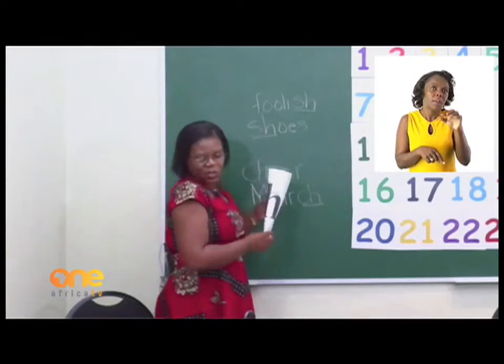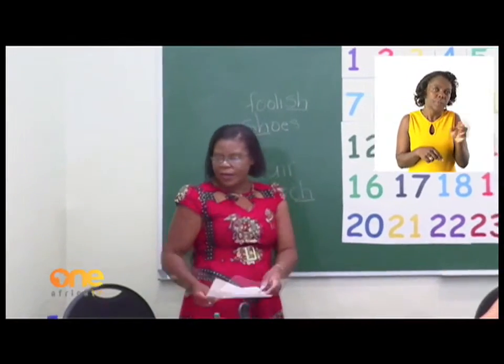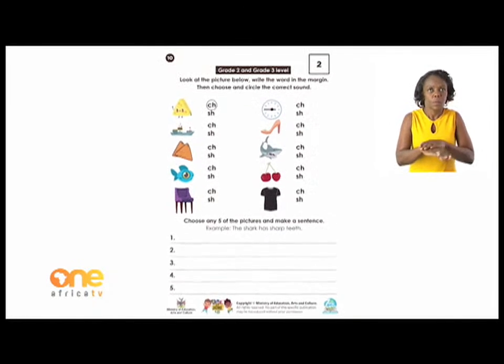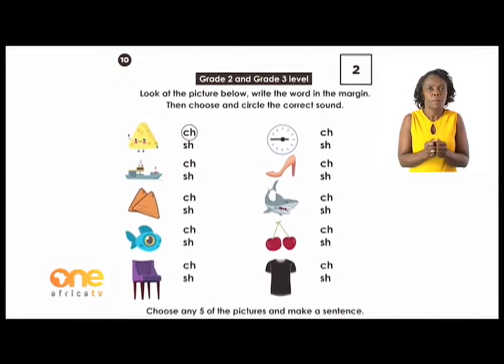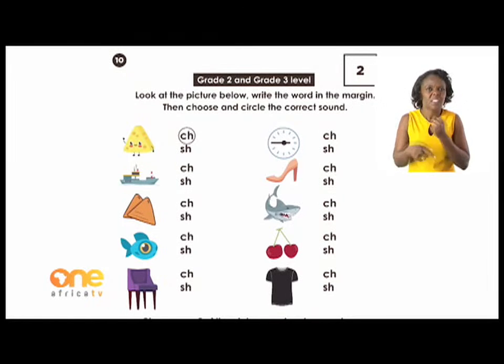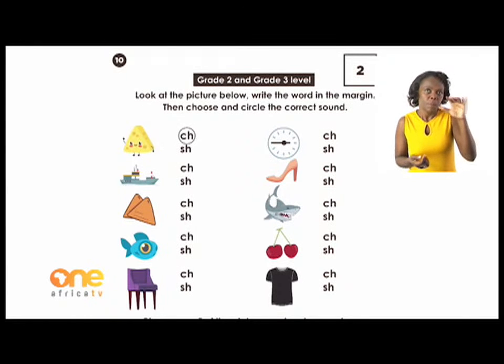All right. So let's go to page 10 together and see the examples that we are given there. Let's do that exercise together. We can see the pictures there. Those pictures have two different sounds. Some of them have the ch. Some have the sh. So what I would like you to do is to check the picture. It will give you a clue. What is the name of that picture?